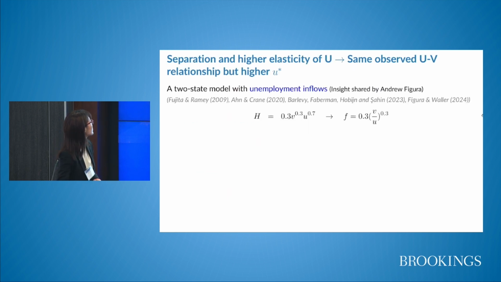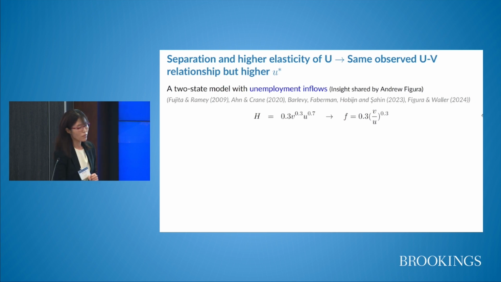Okay, theory. Here I'm going to argue that a model with a job separation margin, with a higher elasticity of unemployed workers, can still explain the observed rectangular hyperbolic Beveridge curve, but will lead us to a higher U-Star. So here's my model: an unemployment model with unemployment inflows, the job separation margin.